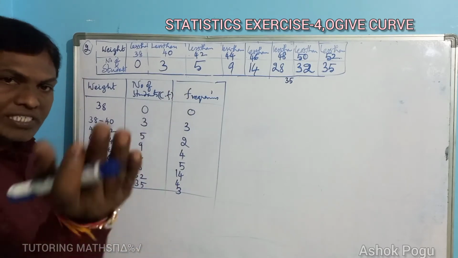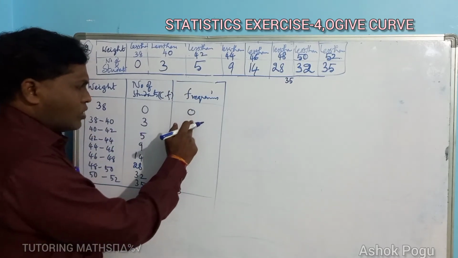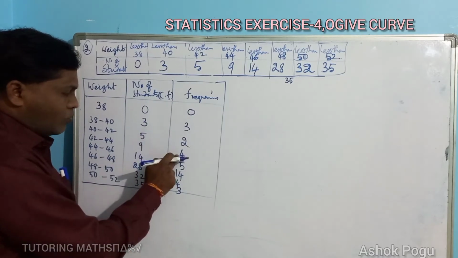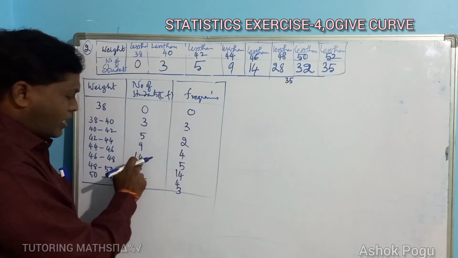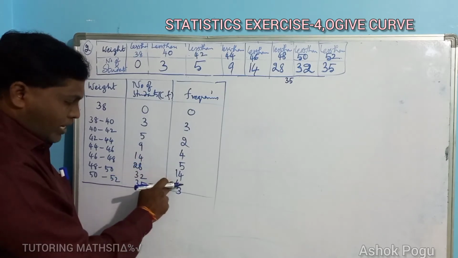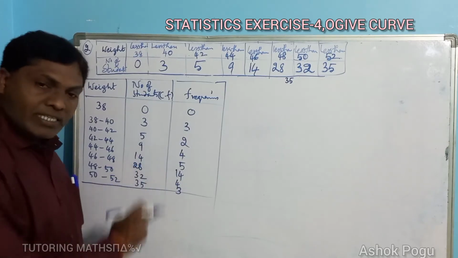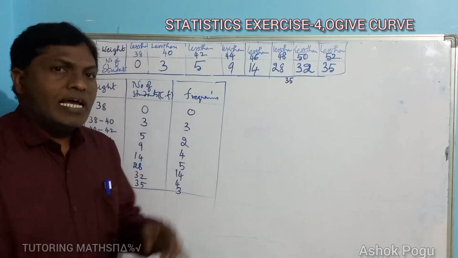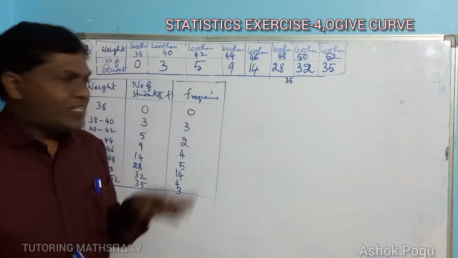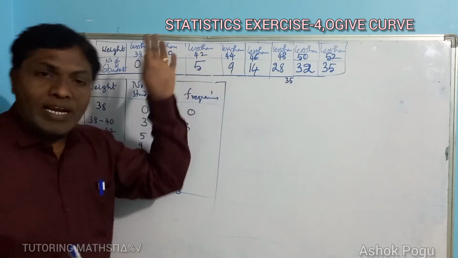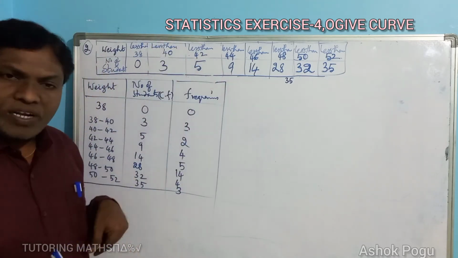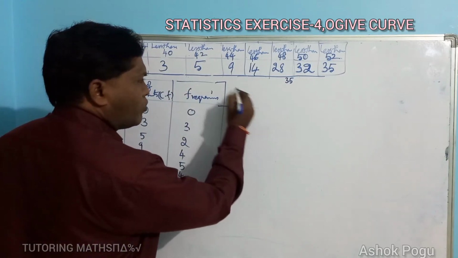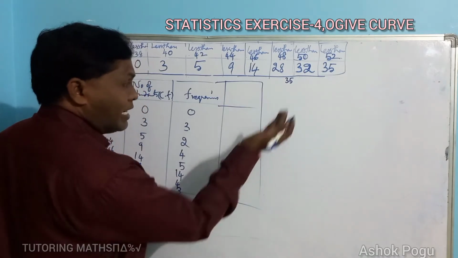So these are the frequencies. Once again you can check. 0 plus 3 is 3. 3 plus 2 is 5. 5 plus 4 is 9. 9 plus 5 is 14. 14 plus 14 is 28. 28 plus 4 is 32. 32 plus 3 is 35. So just like this you can find. That's why, my dear students, observe the question first, whether it is frequency or cumulative frequency. If it is cumulative frequency, then you find the frequencies. And it is better to write the boundaries and limits.